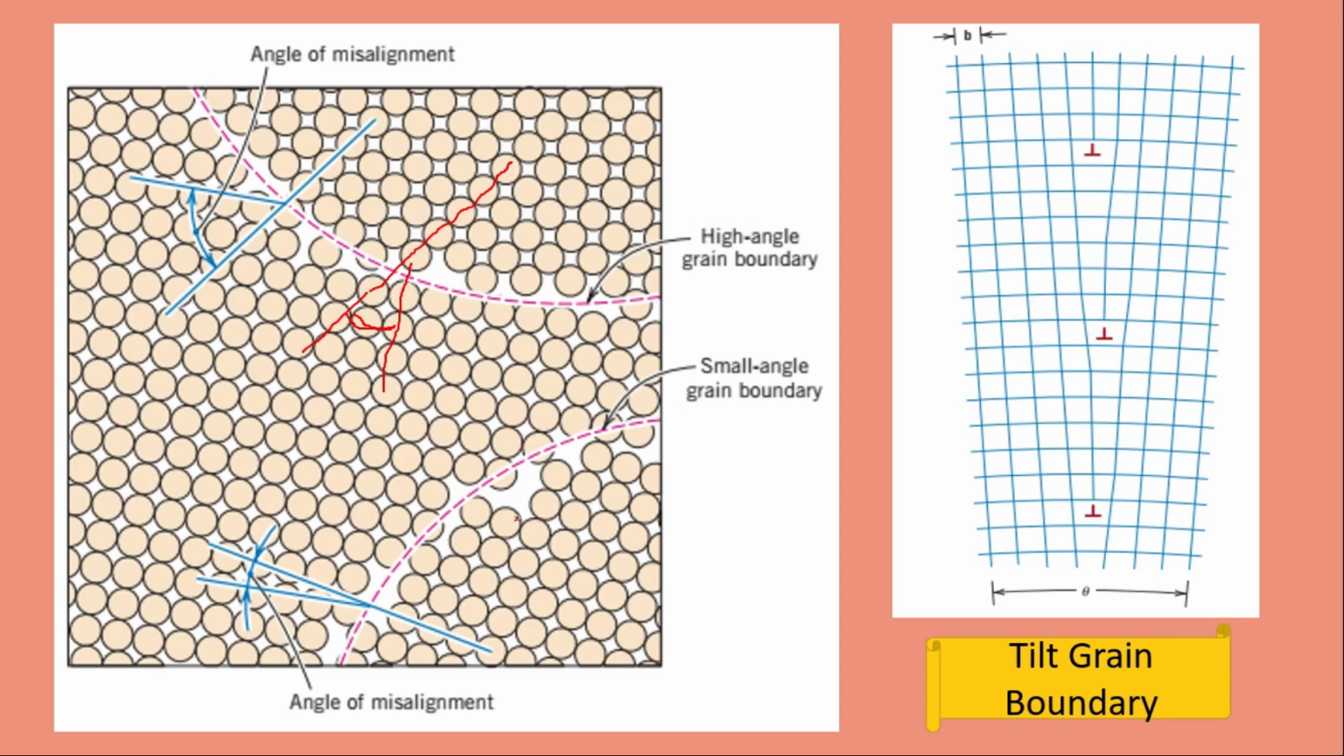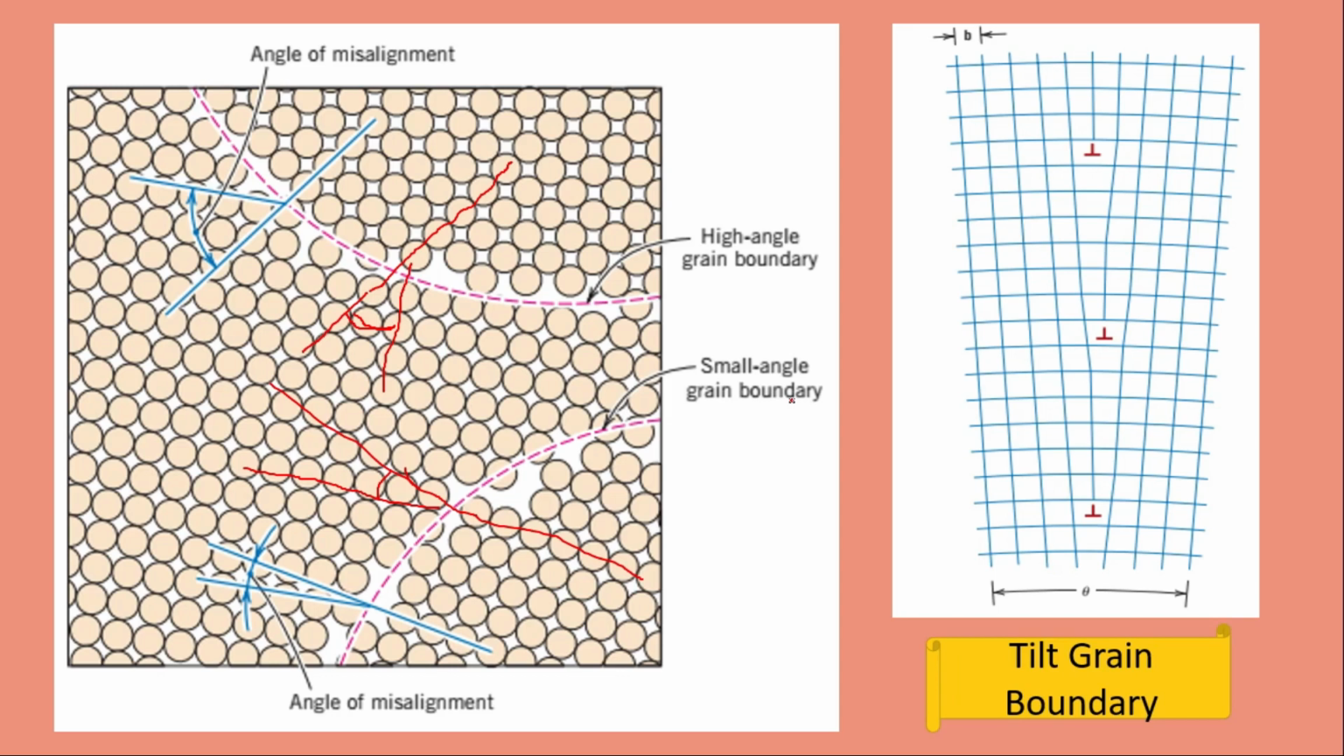While in the case of these two grains, we have atoms arranged like this in this direction, while the atoms of the other one are arranged like this. So the angle of misorientation is not that great, or the angle of misalignment. So they are termed as the small angle grain boundaries.